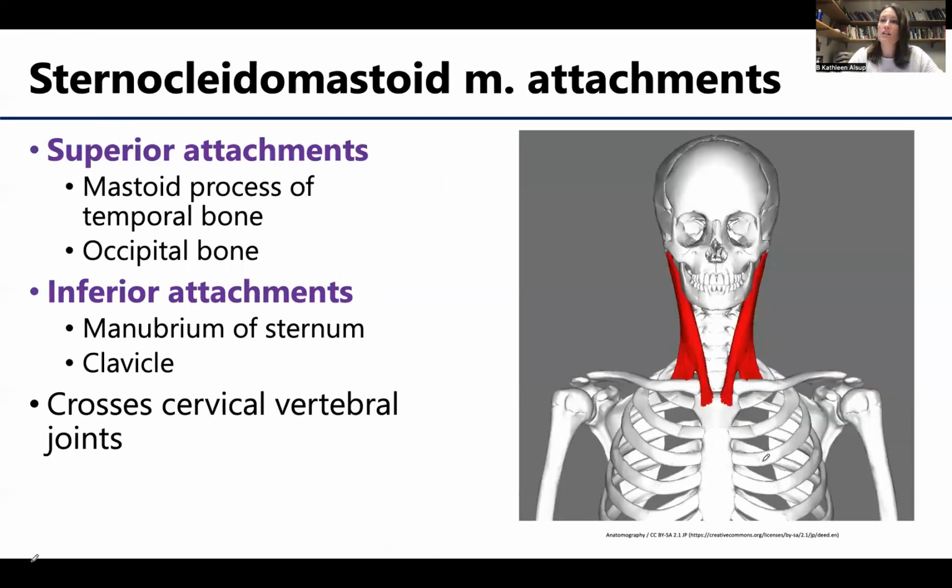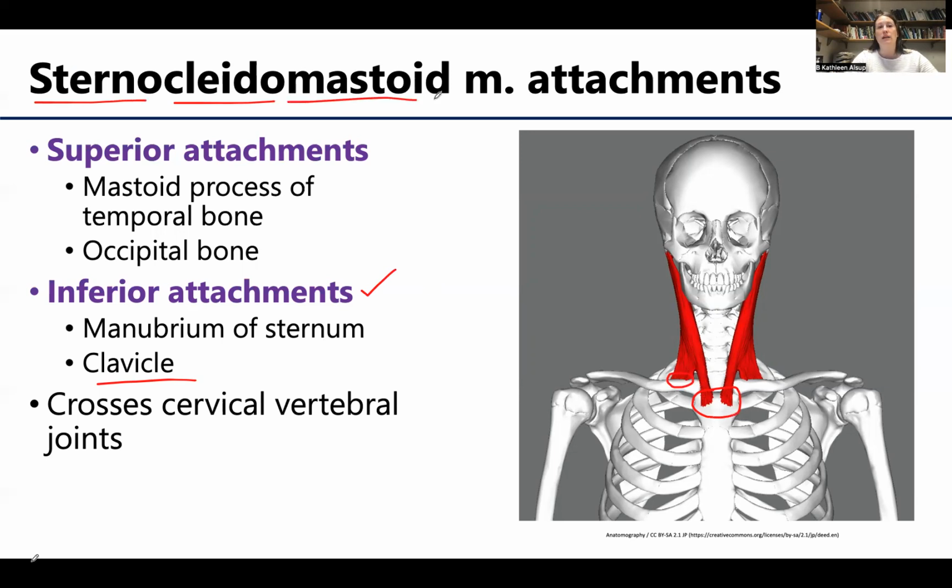All right, so one of my all-time favorite muscles, the sternocleidomastoid. It has a long name, but the name tells you exactly where the attachments are. So the sterno is indicative of the attachment to the manubrium of the sternum. The cleido is indicative of the clavicle. So you can see that attachment here. So both the sterno and the cleido are the inferior attachments.